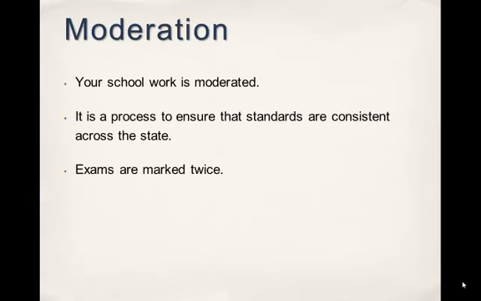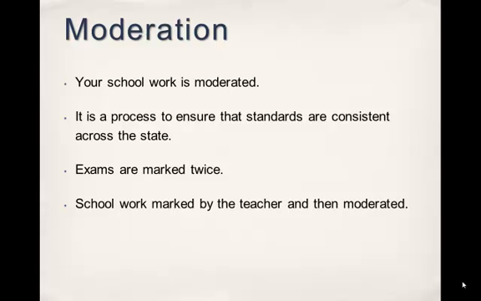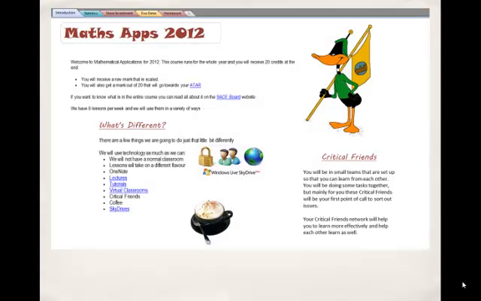Our work is moderated, probably slightly different from what happened last year, which means that all our schoolwork goes off to a group of people that moderate my marking, so they make sure that my marking is accurate. It's a process that ensures across the state that all the standards are consistent, so an A in our school is the same as an A in any other school. Your exams are marked twice, and by going through the moderation process, it means that your schoolwork is marked twice, so that kind of ensures the integrity of the final mark.